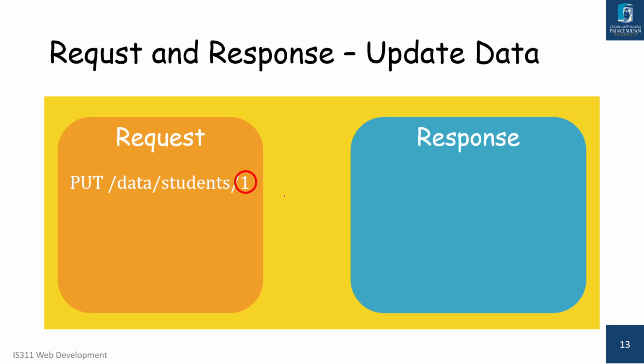Then we can say we want to update a specific record. First of all, it is a PUT request. Number one, the type of the request. Then we have the URL slash data slash students, and we also provide the ID value of the specific record we want to update. But when we talk about update, we also need to provide some extra information inside this request: the new, updated information that we want to store inside the server.